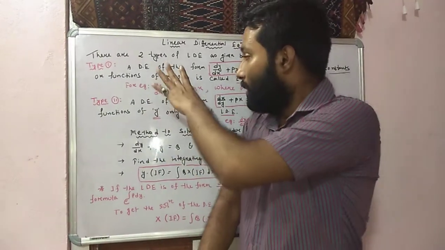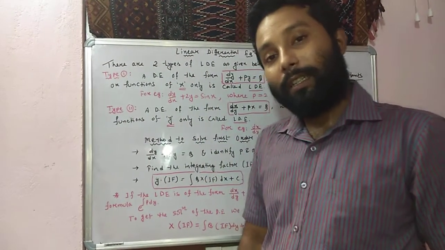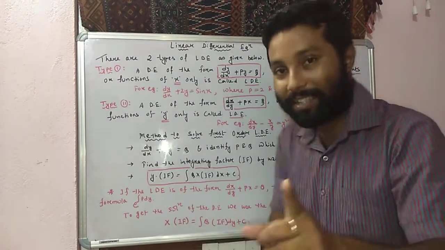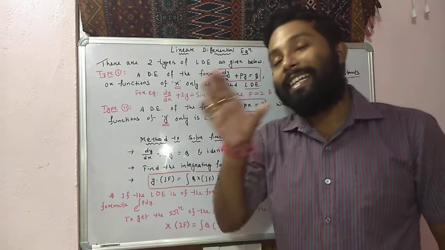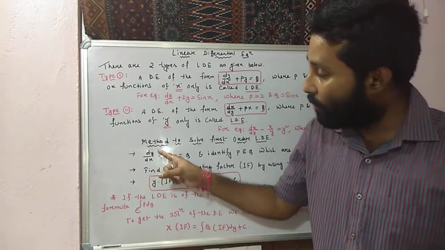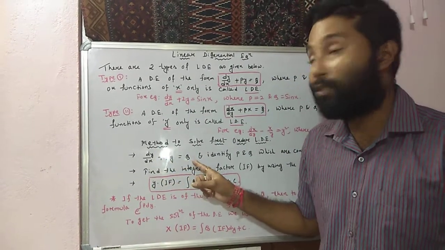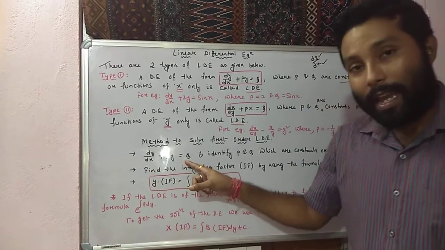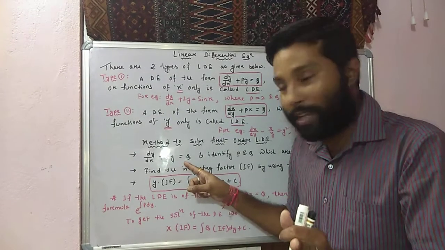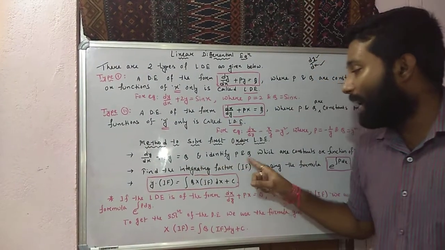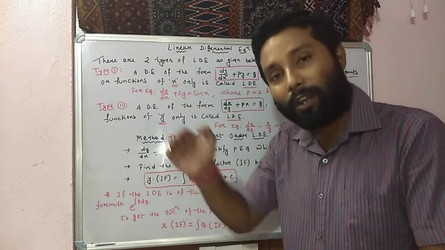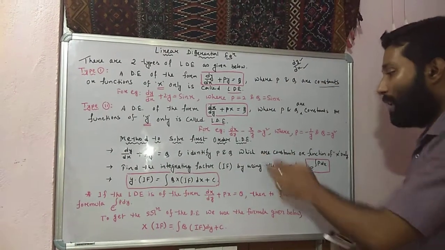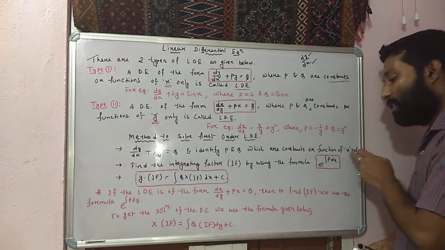Now we know the two types of equation. Now how to solve a linear differential equation? Now see the steps. The first step is you have to arrange the differential equation in the form of dy by dx plus py is equal to q, the first type. Okay, this is the first step. After arranging the equation, then you have to identify p and q. Of course you can identify, you just have to compare with the standard form. You have to identify p and q, where p and q are constants or functions of x only.